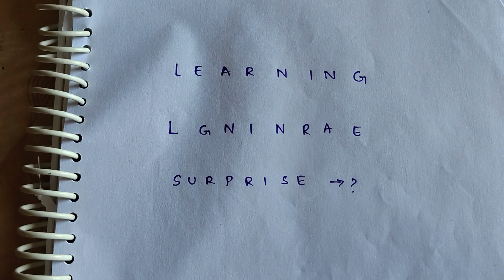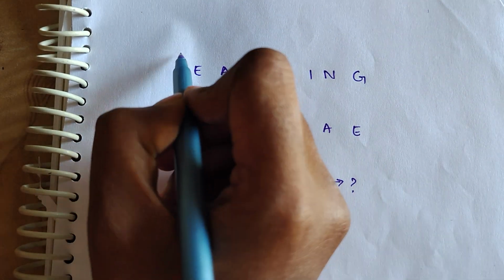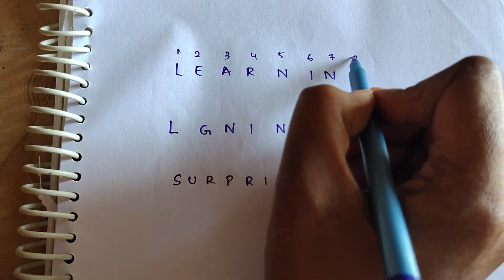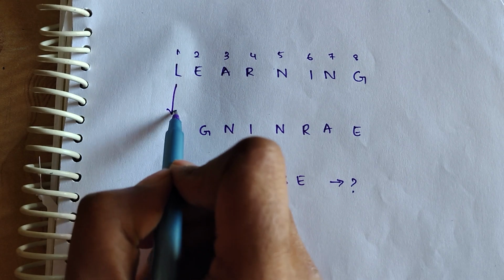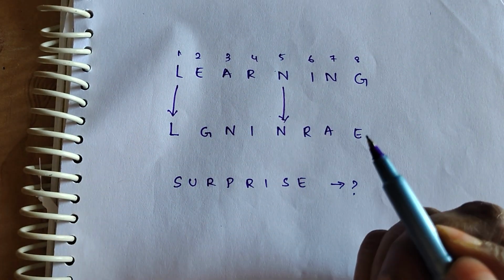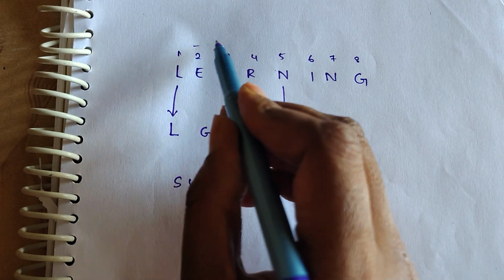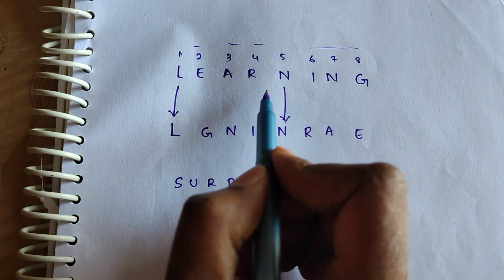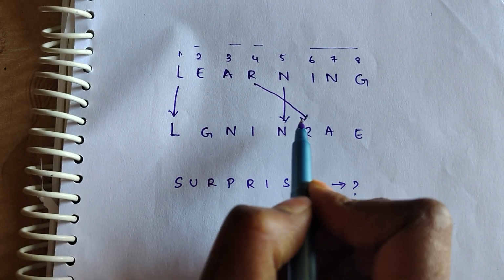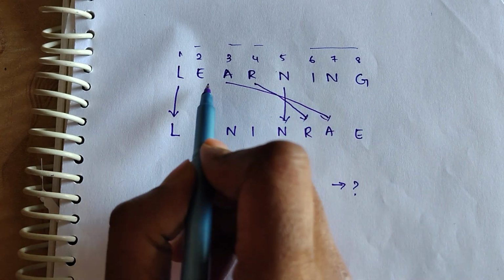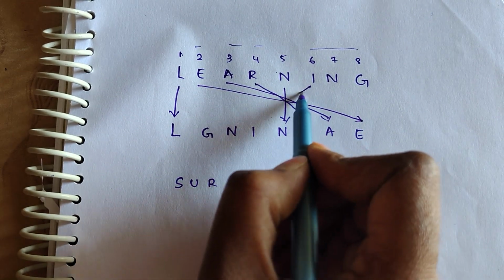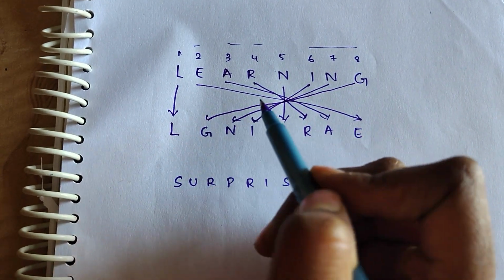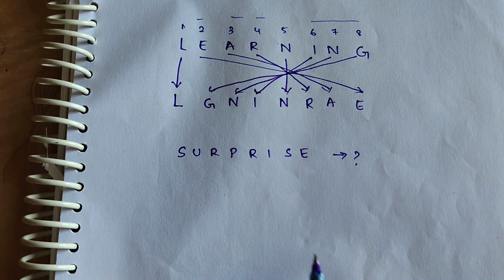So let us break the code now. Let us see how many letters are there: 1, 2, 3, 4, 5, 6, 7 and 8. So L is written as L and N is written as N, and the remaining 2, 3, 4, 6, 7 and 8 are swapped. Let us see how. R is written as the sixth letter, A, and then E. In the same way, I, N and G. So we have to write SURPRISE the same way.